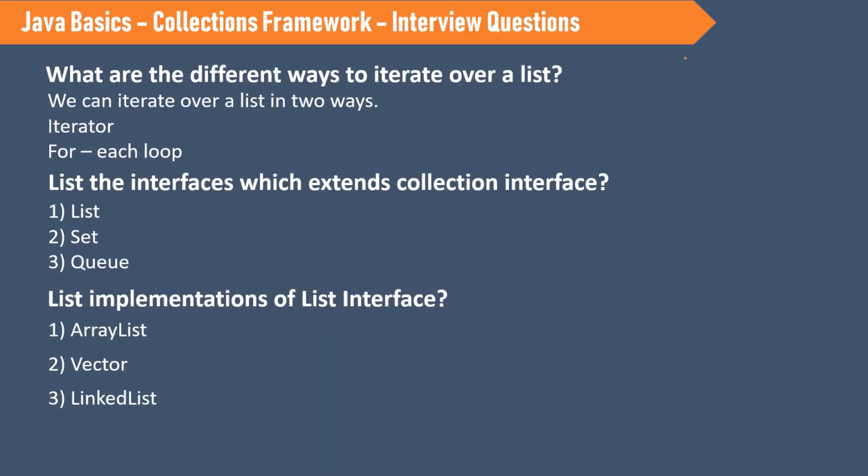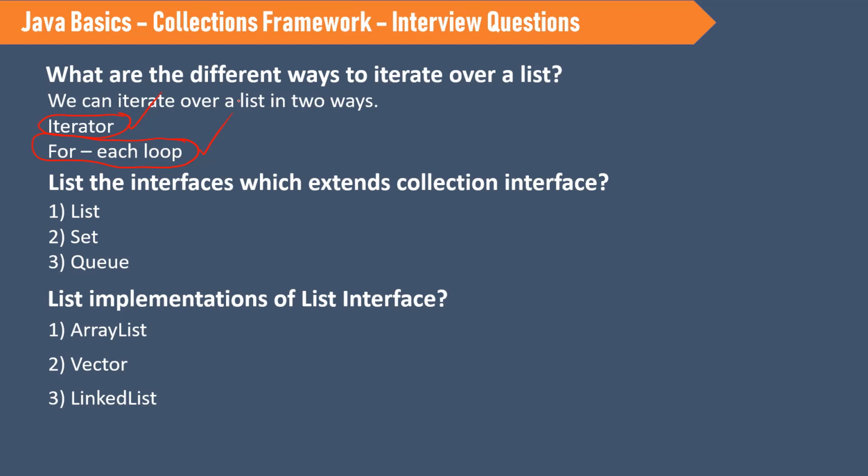What are the different ways to iterate over a list? So we have already seen this one. We can use an iterator, where we can create an object for the iterator, and we can use the methods iterator.hasNext, and if it has the next element, then we can use the .next method to get the element. So this is one method, and the second one is the for each loop or enhanced for loop. We have seen this one also. So these are the two ways we can iterate over a list.